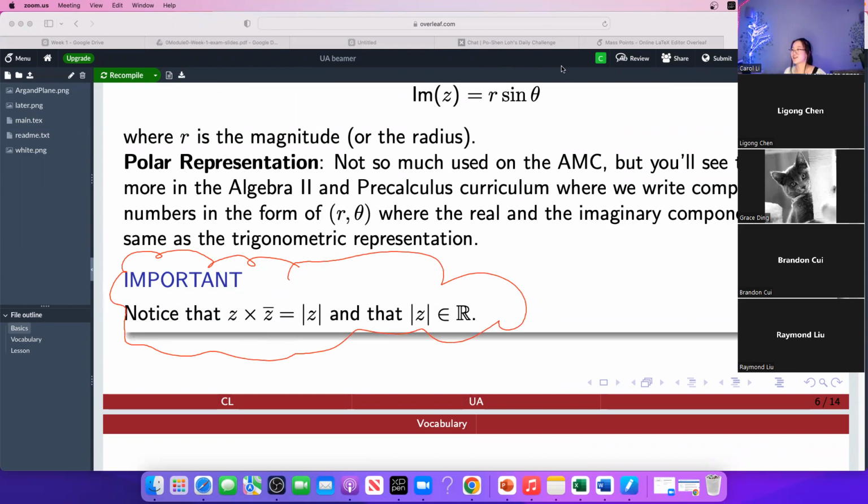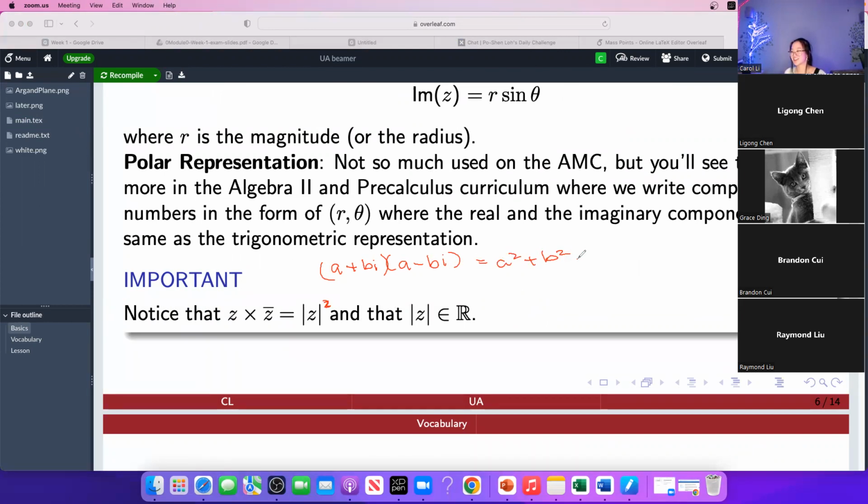That was so sloppy, but I can prove it right here: a plus bi times a minus bi. Oh, I messed up, it's actually going to be squared here. I made a lot of mistakes here. But it's going to be a squared plus b squared, which also happens to be the square of the magnitude. And then we'll go to the next one.